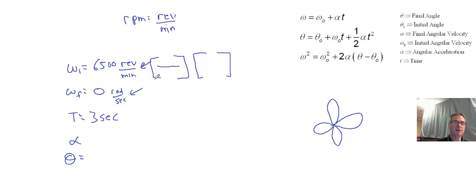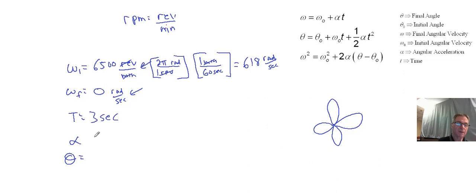All right. First we're going to convert revolutions into radians. We know that 1 revolution is equal to 2 pi radians, and I know that 1 minute is equal to 60 seconds. So my revolutions cancel revolutions, my minutes cancel minutes, and I'm left with radians per second. I still have to do the math to figure out what that is. When I do that, the answer is about 681 radians per second. All right, so it's moving pretty quick.